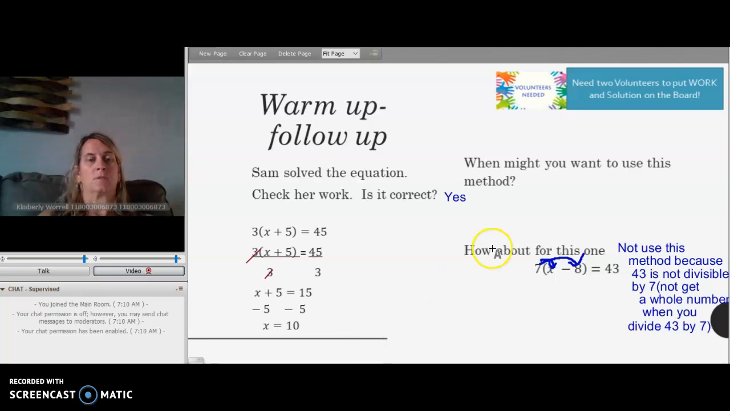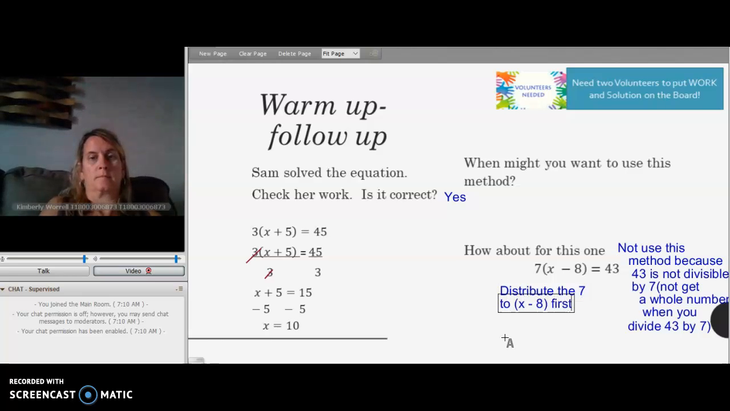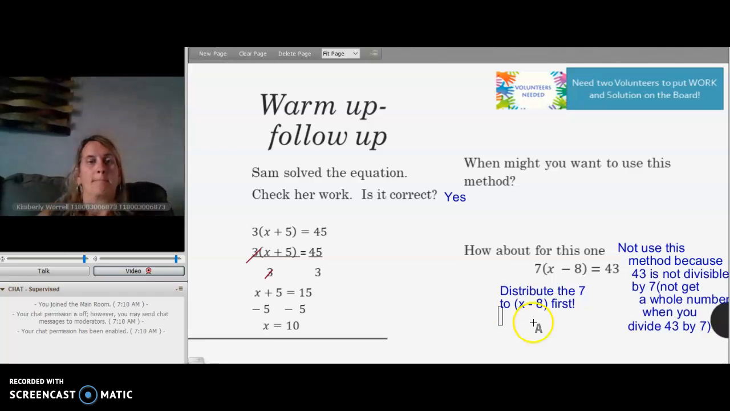Okay, so take a minute to write whatever you need to do in your notes. Again, this method, when would you want to use it? And maybe when would you consider not? Here we would just distribute the 7. All right, so moving on.